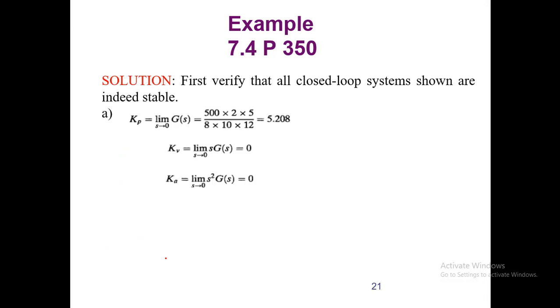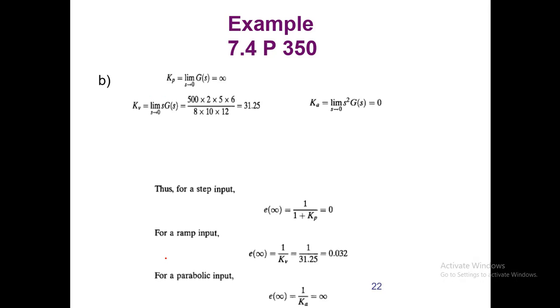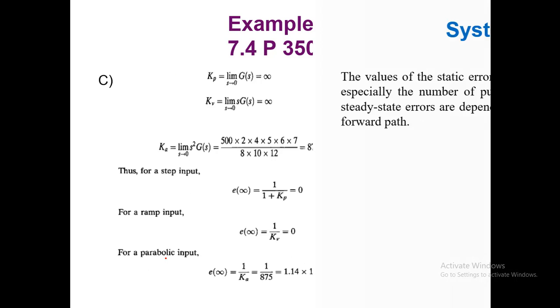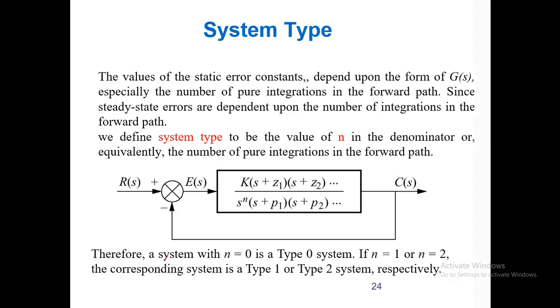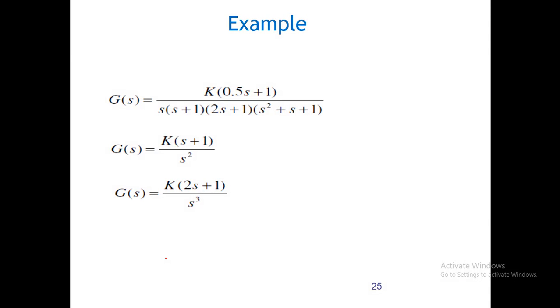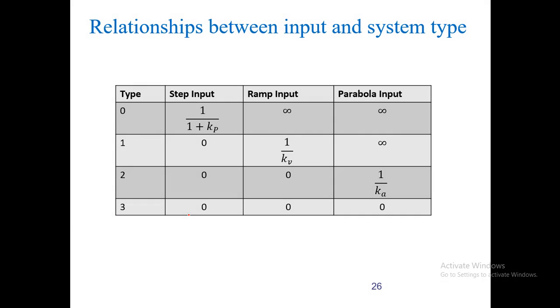Now let's go forward. You can see that this is a type 1 system, with an s over here, and this is type 2. Actually, this is type 2, and this is type 3. Type 1, type 2, and type 3. So this is type 0.